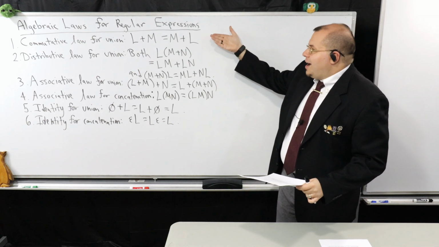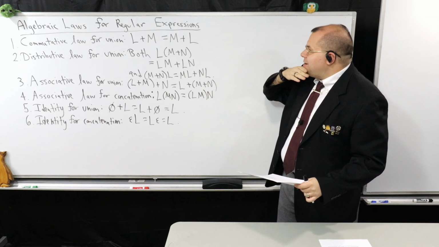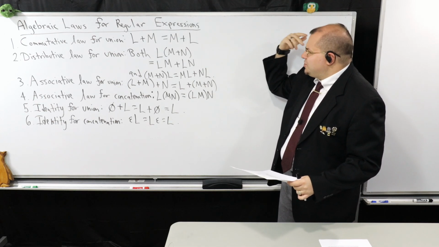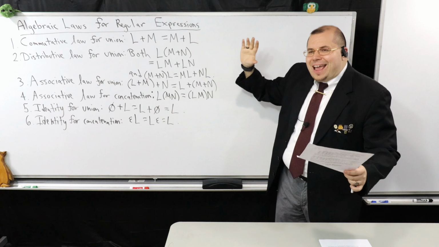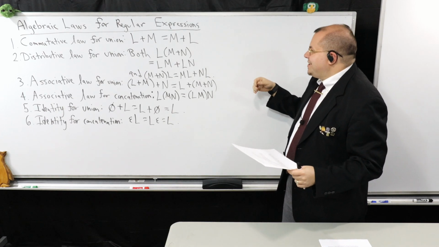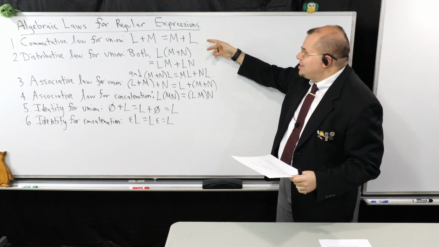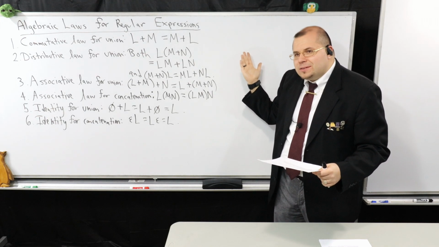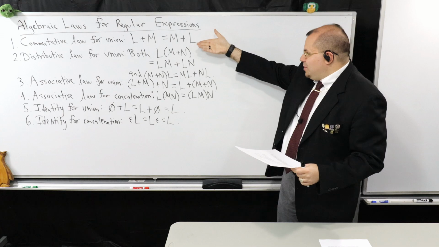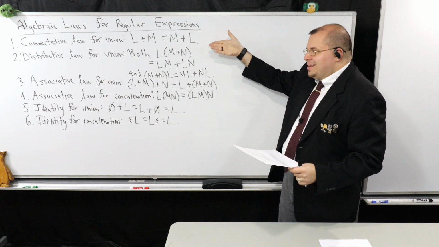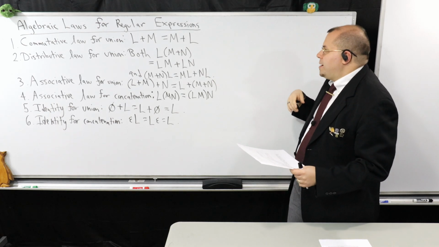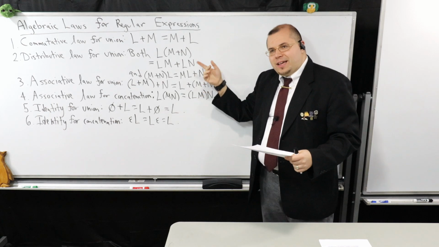So first, there are commutative laws for union. I think I accidentally called this associative a few lectures back. It was an A versus the C. Hopefully this is fine, but essentially with union, the order in which I give them doesn't matter. In this case, notice I have L and M. That's no different than me writing M or L, or M plus L, however you want to say that.